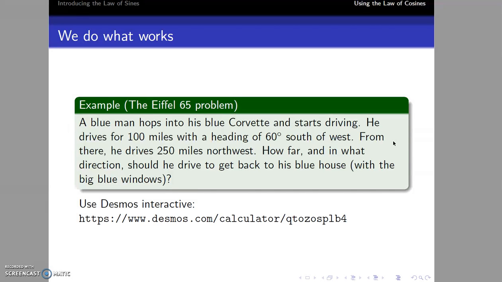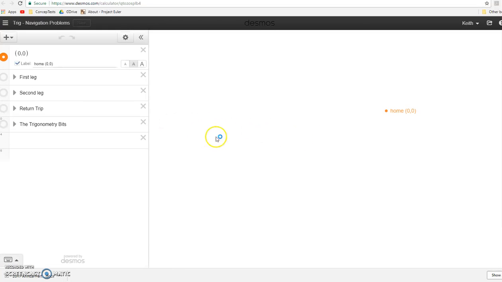This is something we can answer using what we have. We have to do what works, but we can do anything that works. Let me illustrate here what this trip looks like. Here's home, the big blue house. I should have used a blue label for that there, sorry. But there's this big blue house over there with the orange font.